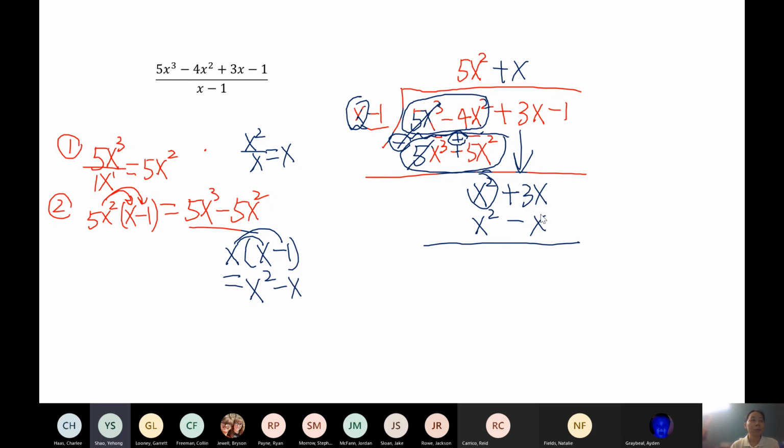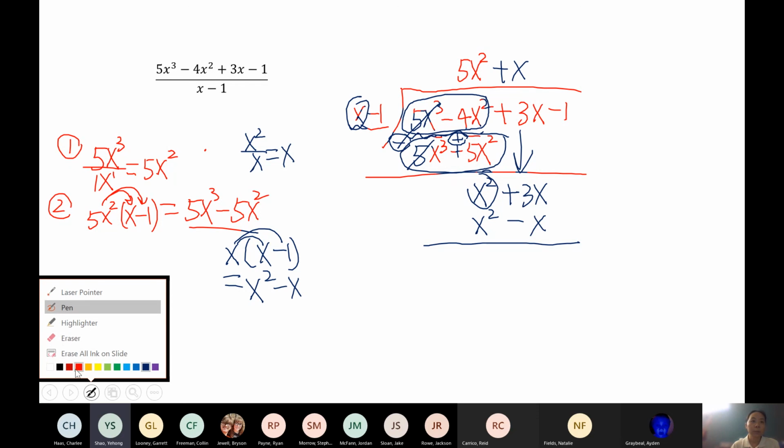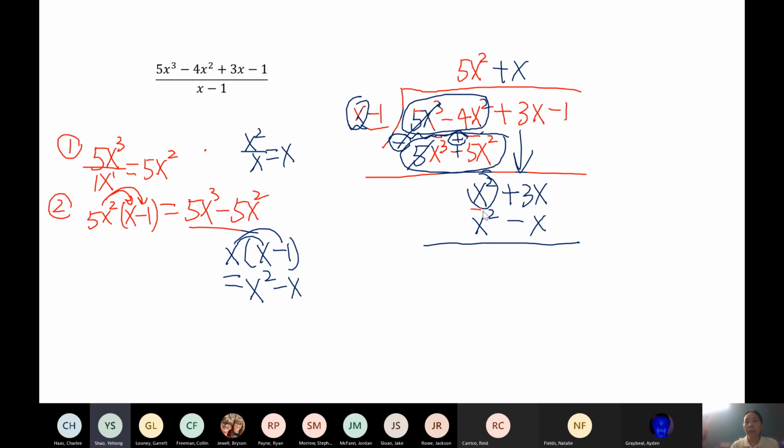Okay. So one more time here, can you type your answer for the subtraction here? So we're going to do subtraction again. x squared plus 3x minus x squared minus x. Minus and minus. All right, so we're going to do x squared minus x squared, which is canceled out.